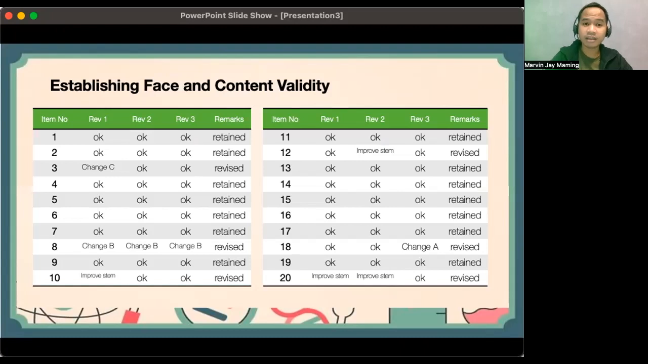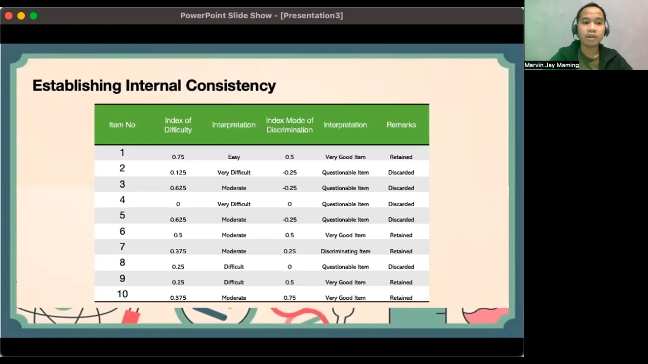After establishing the phase and content validity, the exam or the tool was pilot tested with the students in a private university in Metro Manila. And these are the indices of difficulty and the indices of discrimination. As you notice, there are some items which were retained, but there are some which are considered to be discarded.